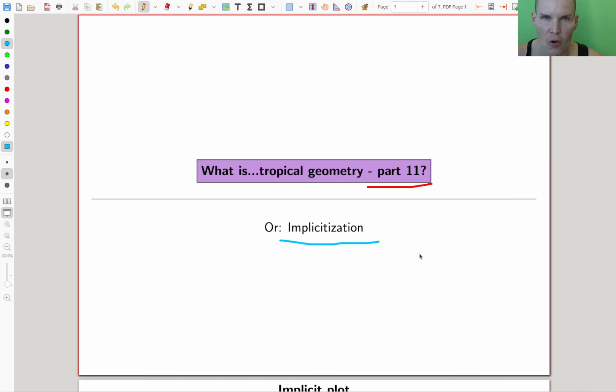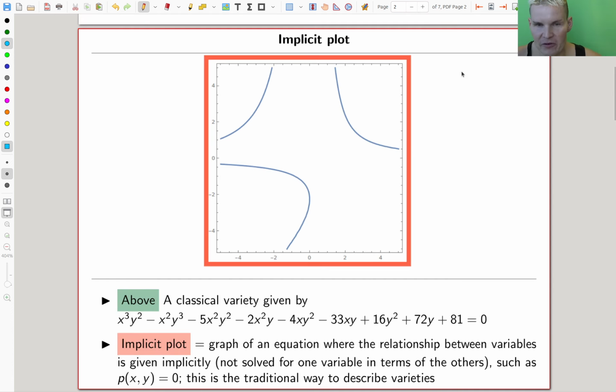and there should be a way to go from one to the other and back maybe, and this is implicitization. Oh god, what a mouthful. Let's see what this actually is. It turns out that this is really difficult in classical geometry and pretty straightforward in tropical geometry. As usual, tropical geometry is just so much easier than classical geometry in a certain sense. The first thing I would like to show you is an implicit plot.